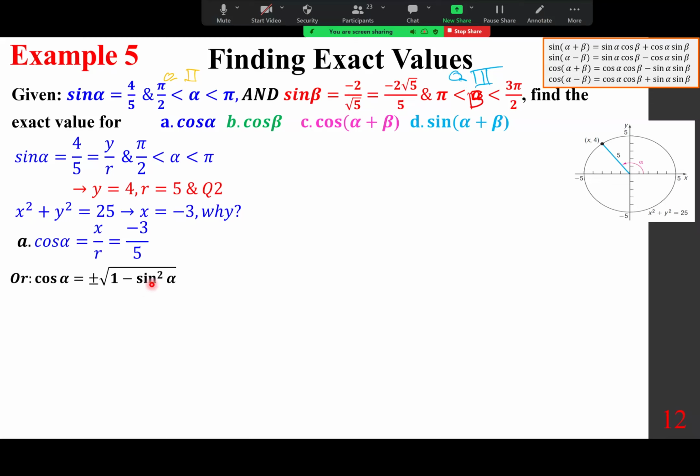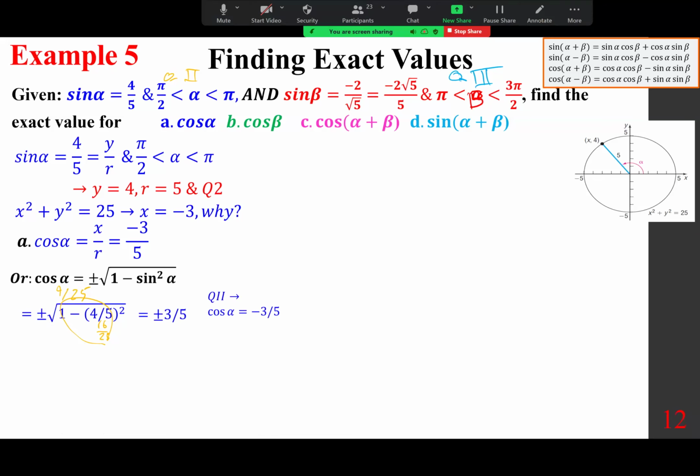So plus minus, 1 minus, we're going to square this. And as you know, this is 16/25. 1 minus that is 9/25, which comes out as 3/5. Plus minus 3/5. Quadrant 2, cosine is -3/5.